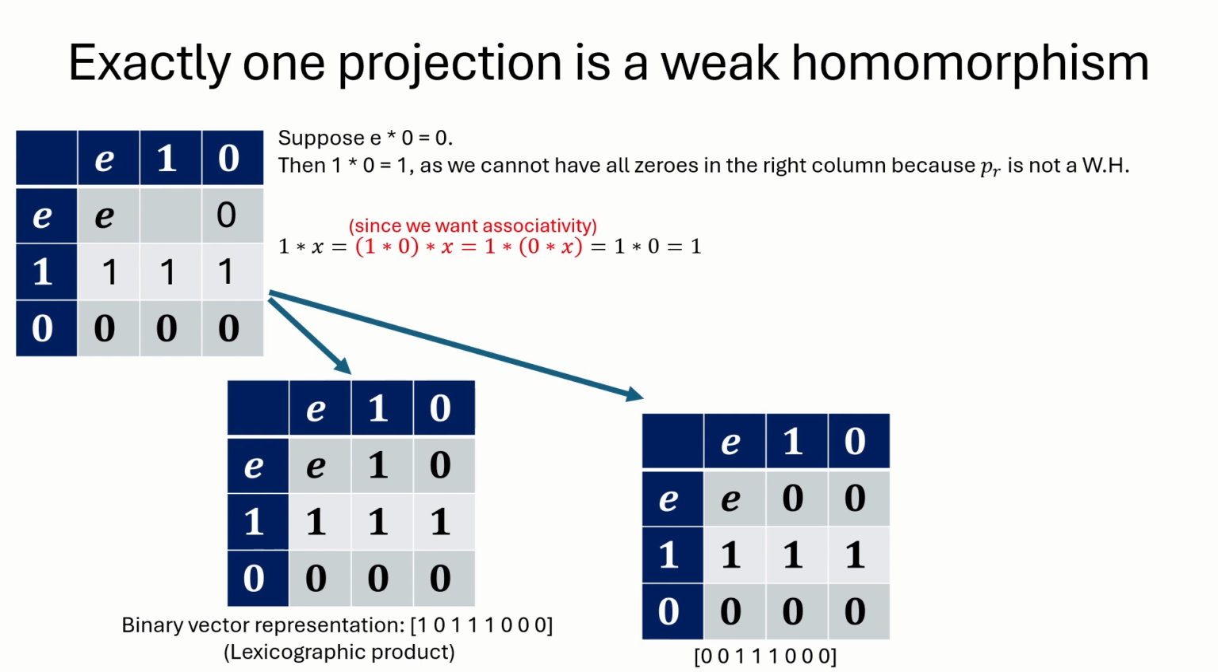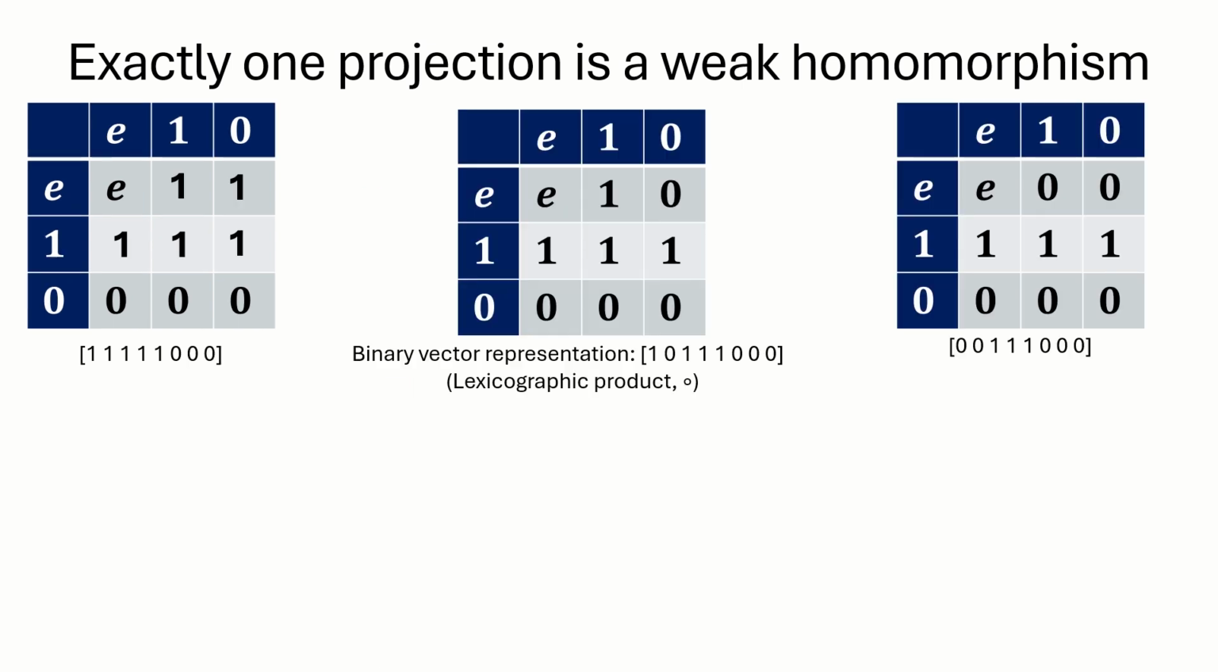Altogether, we have 3 associative products whose left projection alone is a weak homomorphism. One thing to notice is that the lexicographic product is in some sense the only interesting product of these 3. The third product shown here is just a lexicographic product of the left factor graph with an edgeless graph on the same number of vertices as the right factor graph.